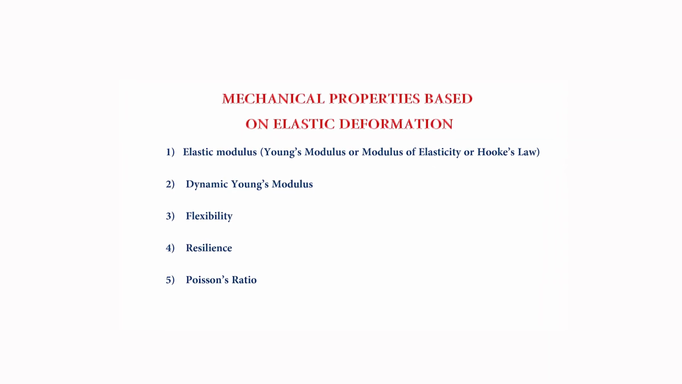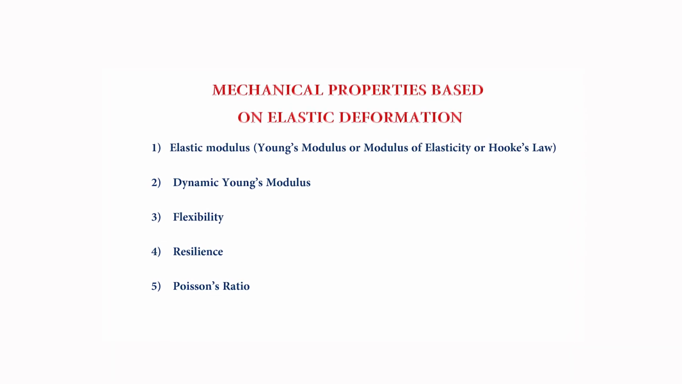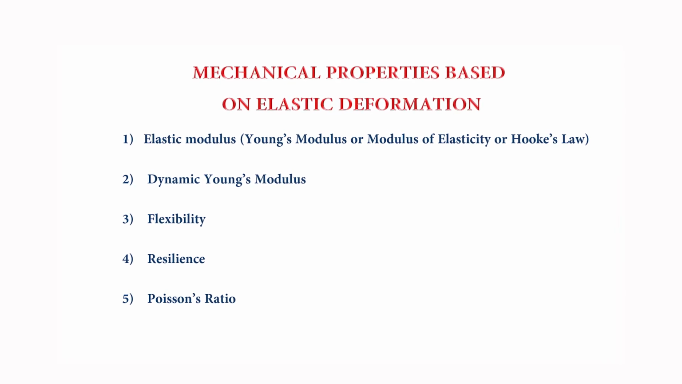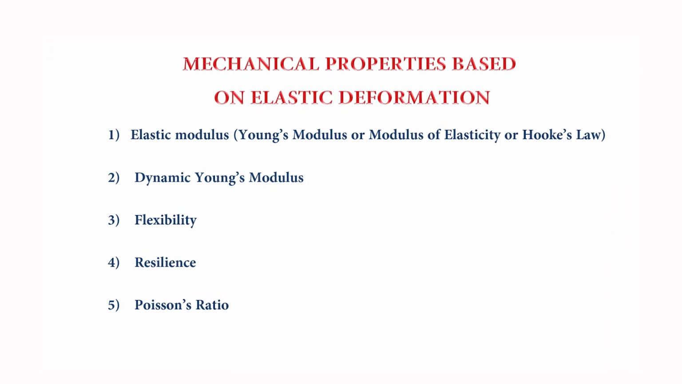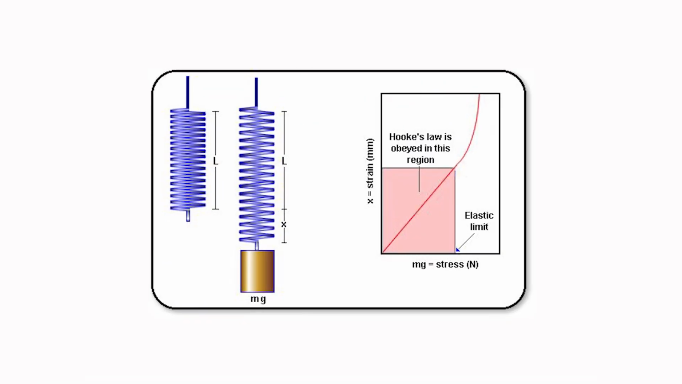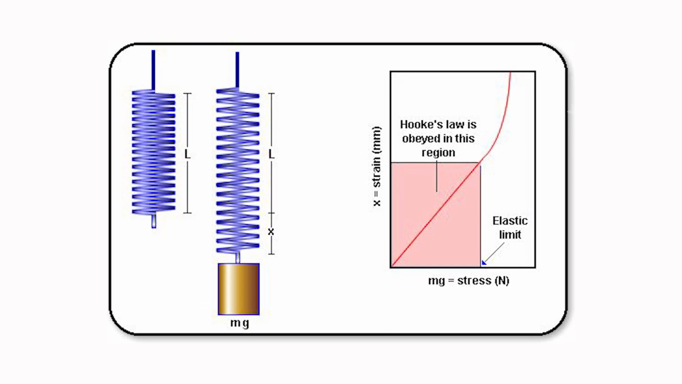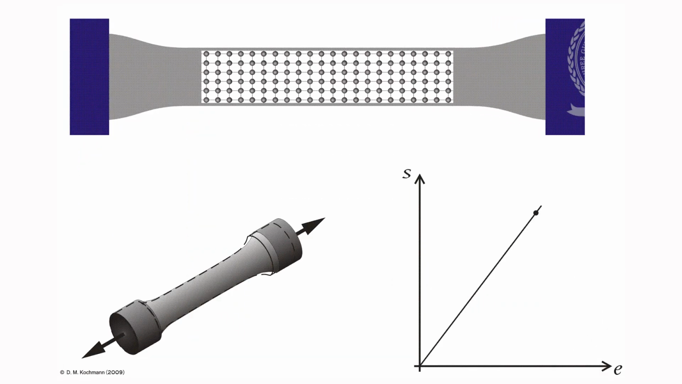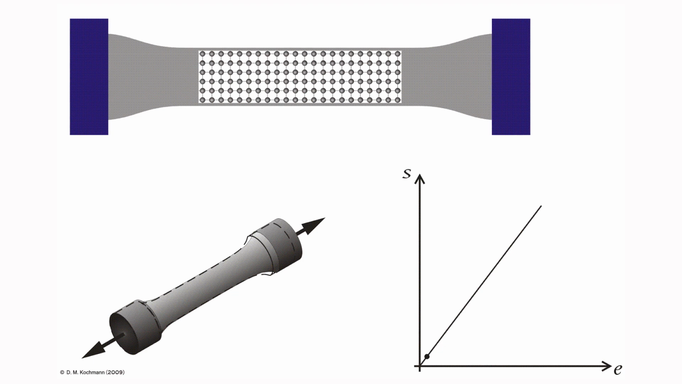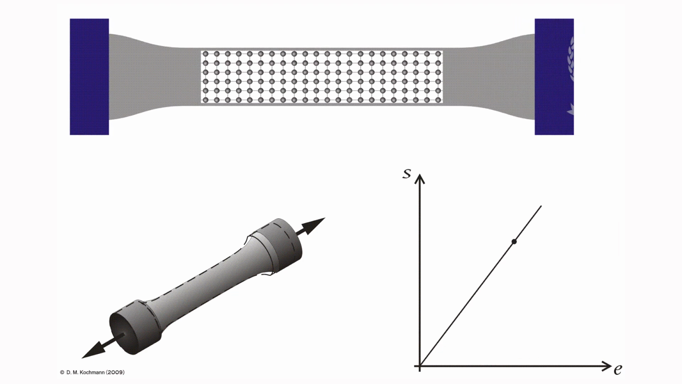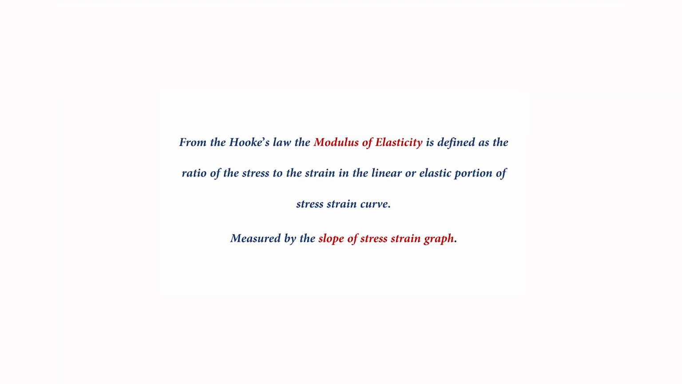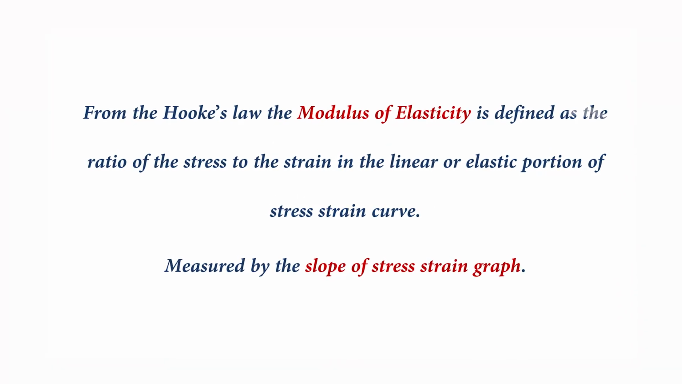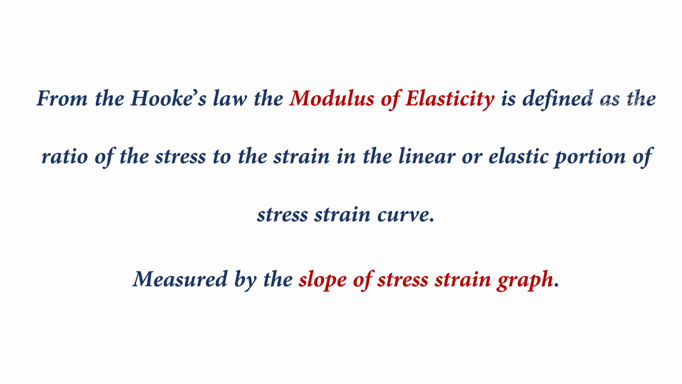There are several important mechanical properties measuring reversible deformation and include elastic modulus, dynamic Young's modulus, flexibility, resilience, and Poisson's ratio. When a material deforms elastically, strain for a given stress is always the same, and the two are related by Hooke's law, that is, stress is directly proportional to strain. From Hooke's law, the modulus of elasticity is defined as the ratio of the stress to the strain in the linear or elastic portion of stress-strain curve.